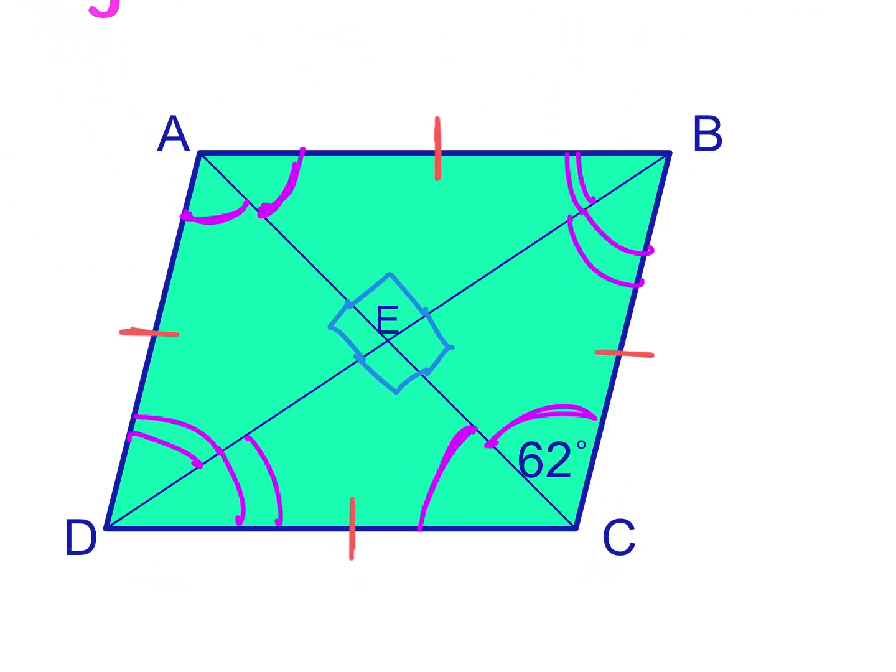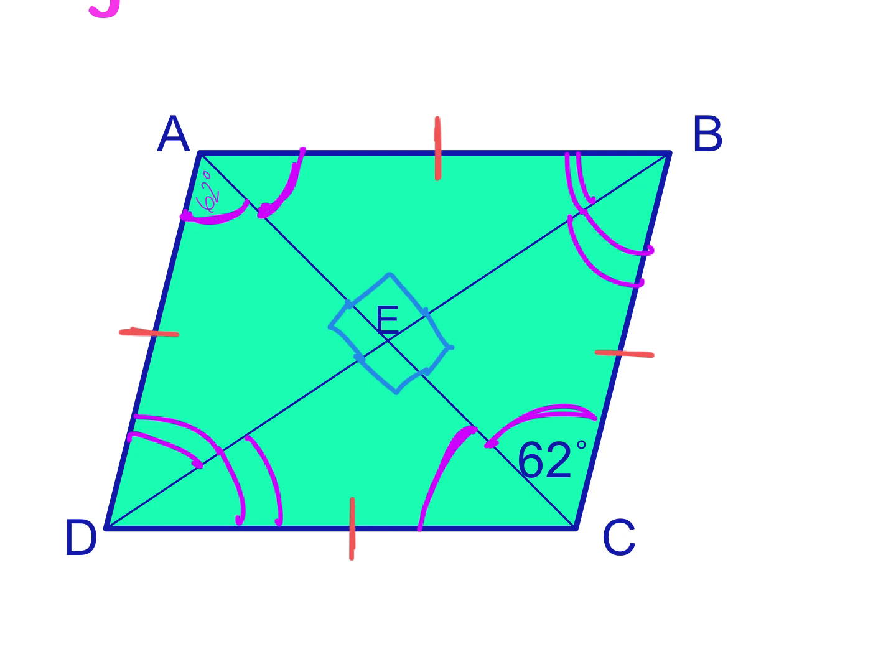So I'm going to label what I already know. I'm just going to zoom in. What other angles are also 62 degrees? Who could tell me an angle that's 62 degrees? A. It's not angle A. You have to be more specific. A specific angle. Oliver? DAE. Okay, good. This angle is 62 degrees.